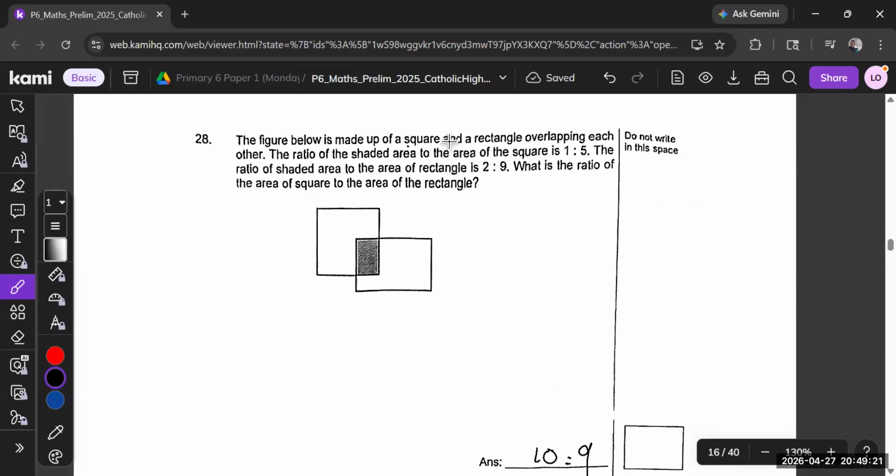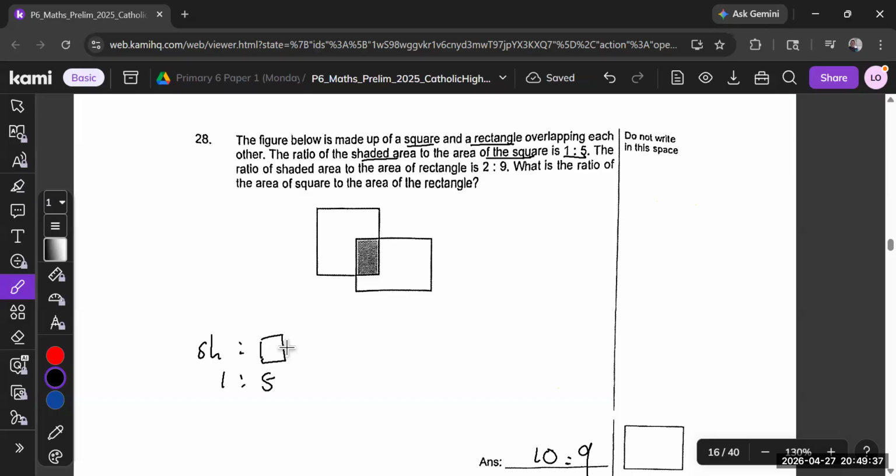The figure is made of a square and a rectangle overlapping. The ratio of the shaded to the square is 1 is to 5. Did you label? Did you create your ratio? And is there a total in the ratio? Nope. There's nothing to count.